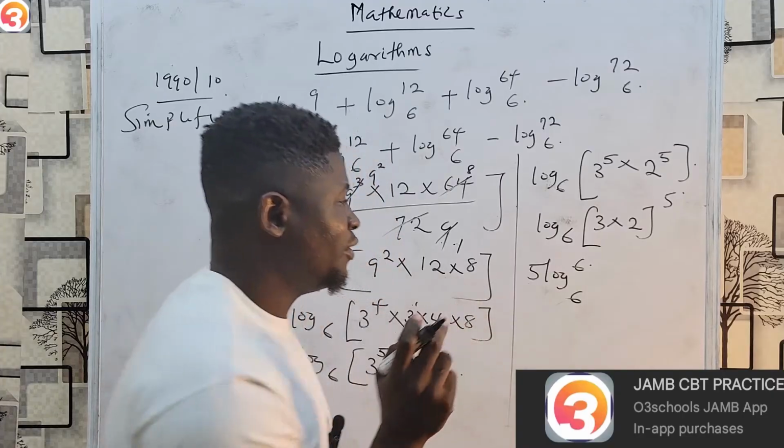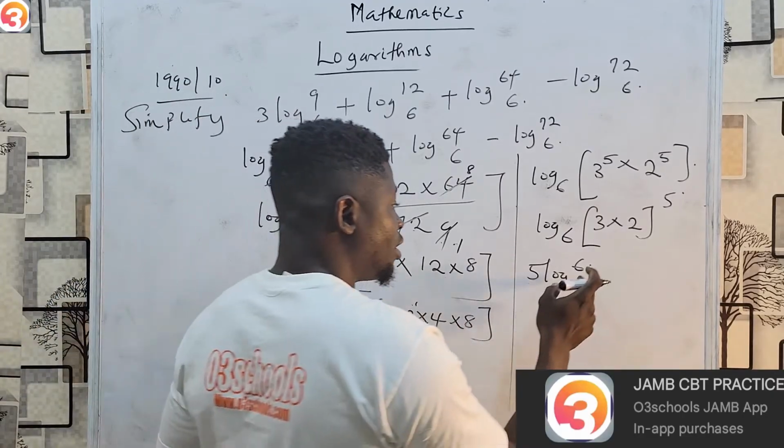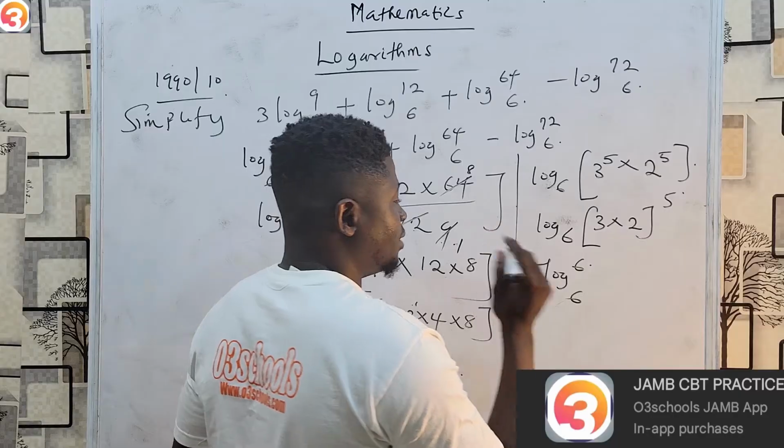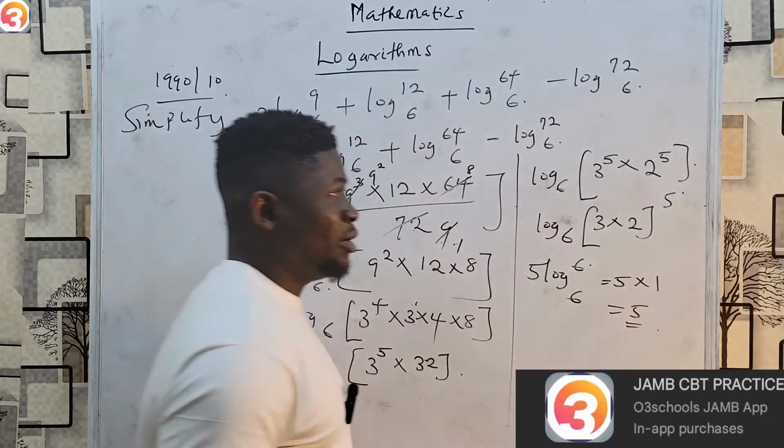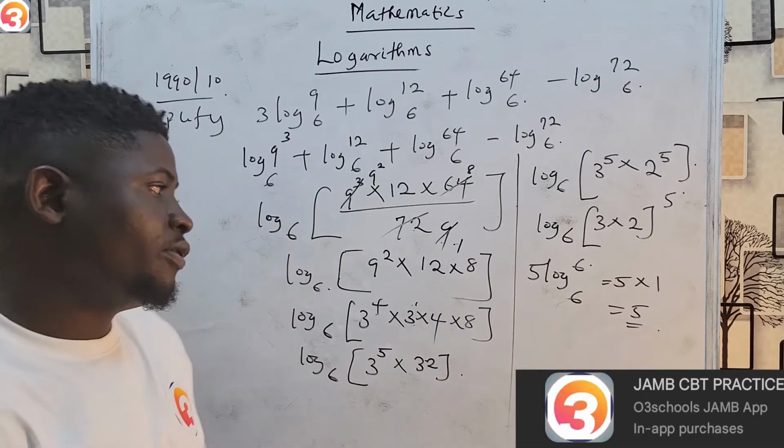But we now have what? 5 log 6 base 6. The logarithm of a number to the same base is 1. So I'm going to have 5 times 1, which is equal to what? 5. So I'll be able to simplify this to 5.